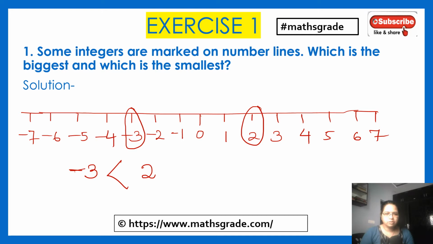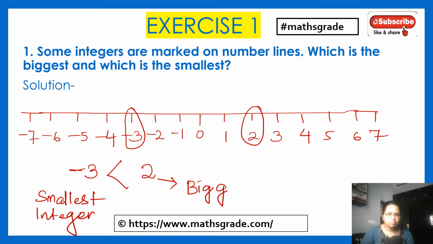2 is the biggest, it has a positive sign. 2 is a positive integer, so it will be the biggest integer, and -3 is a negative integer, so it will be the smallest integer. So -3 is the smallest integer and 2 is the biggest integer.